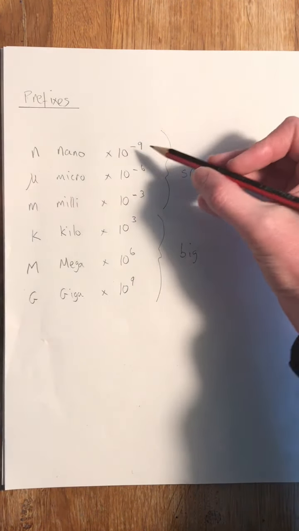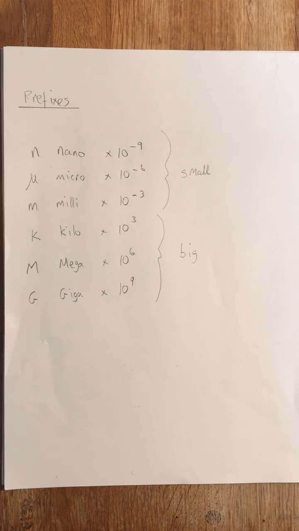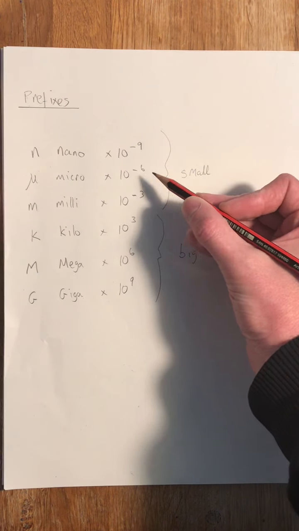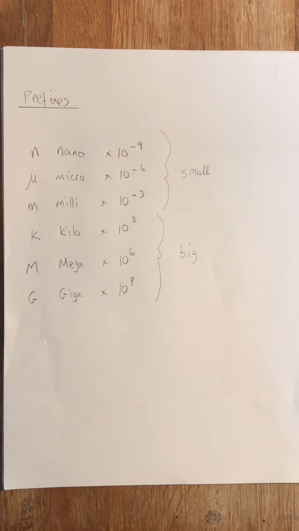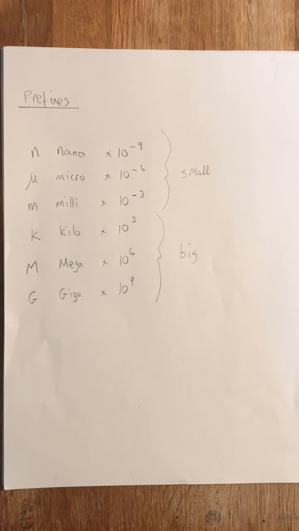So starting with the smallest, we've got nano. Nano is 1,000th of a millionth, which is 1 times 10 to the minus 9. Really small number used to describe very small things. Next we have micro. Micro is 1,000,000th. So a microsecond would be 1,000,000th of a second, a really short measurement of time, times 10 to the minus 6.